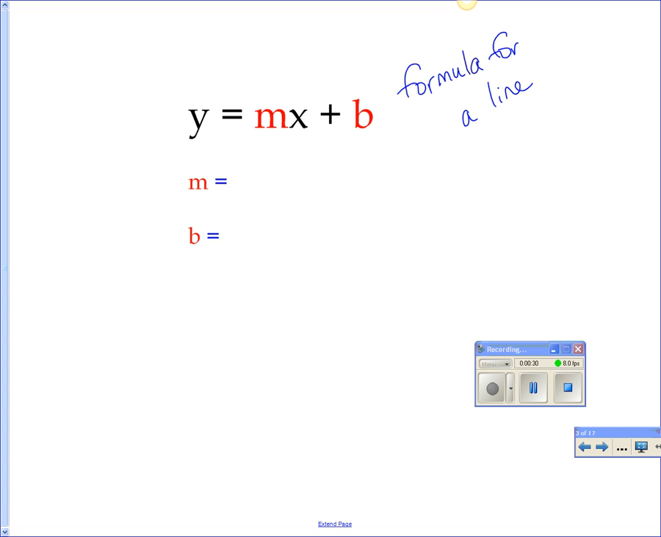Does anybody remember what the m stands for? Very good. Slope. m is your slope. m is the number that's with the x. So whatever number is with the x is your slope. What's the other word for slope we talked about? Good. Rate of change. So both of those are the m. That's what m stands for. So they just pick that letter. m stands for the slope and the rate of change. Okay?